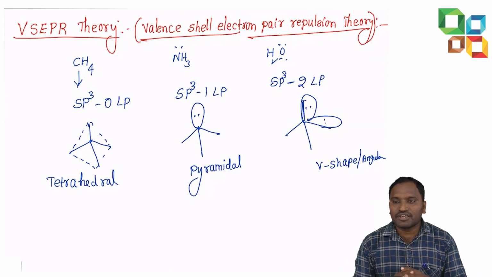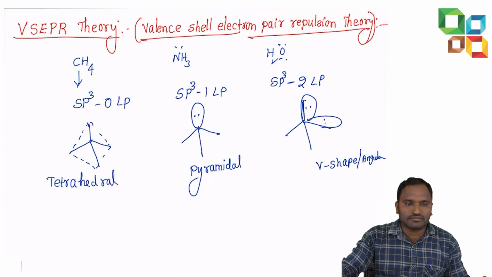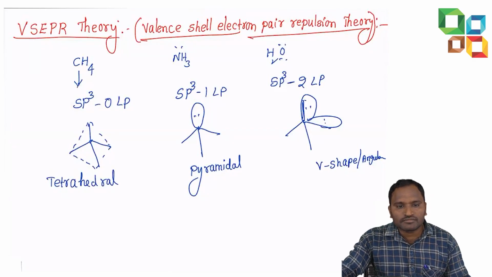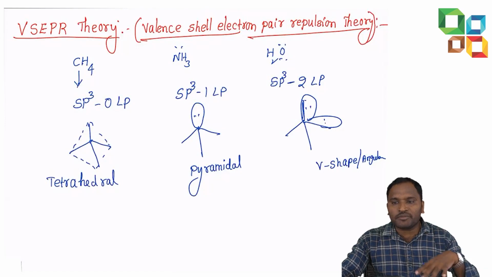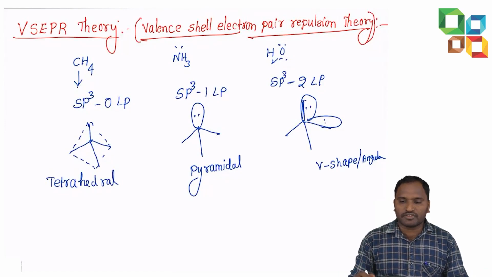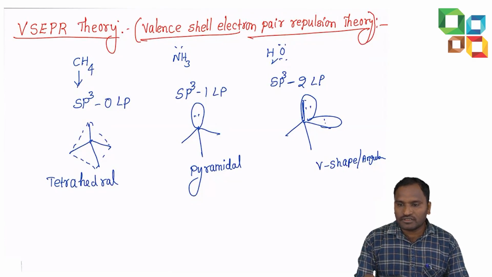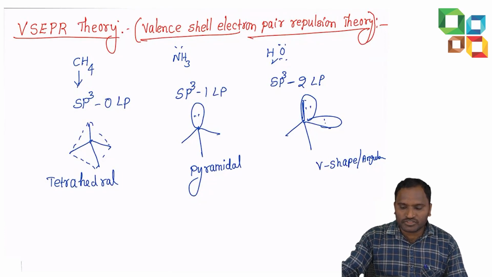Geometry means the lone pair of electrons is also included. So geometry includes lone pairs, Srivani correct. Geometry includes lone pairs, but shape excludes lone pairs of electrons. If they ask geometry, we will consider this entire thing. Observe carefully, students, what they are asking. They ask geometry, tetrahedral. They ask shape.